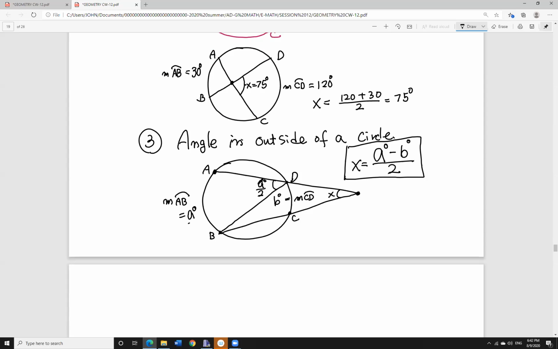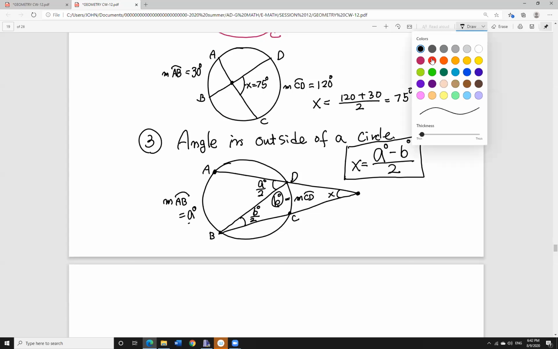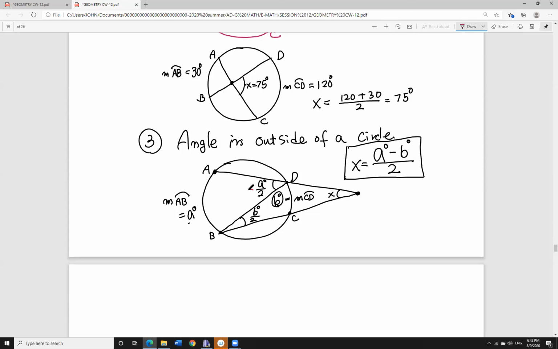Oh, I'm going to find another inscribed angle for arc CD. Oh, we already have one over here. You don't have to make a line. Now this inscribed angle is what? Half of this central angle, okay? So B degree over 2, isn't it? Can you see that? Now which one is the exterior angle? This is the exterior angle. I'm going to use a different color. This angle is now the exterior angle.